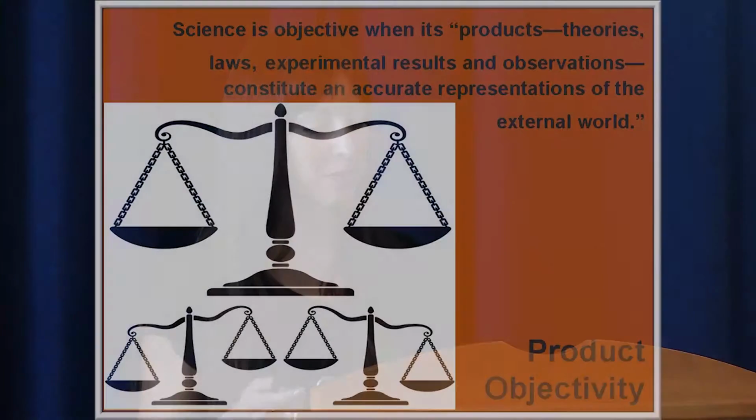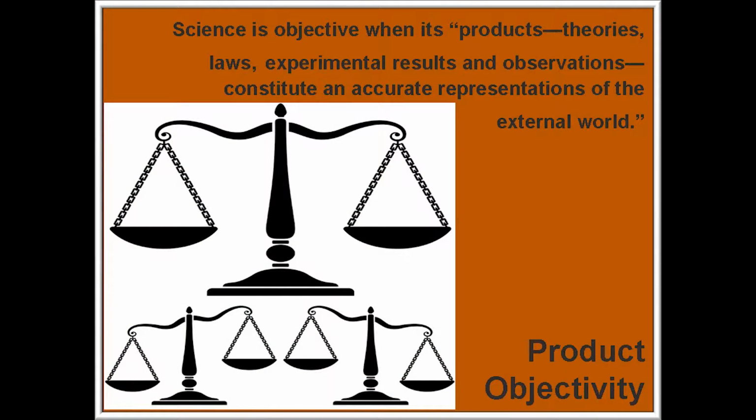And looking into the philosophy of science, I found two concepts of objectivity. What is objectivity in science was my question. And the very first one that came up was product objectivity. Under this definition, science is objective when its products, theories, laws, experimental results, and observations constitute an accurate representation of the external world.